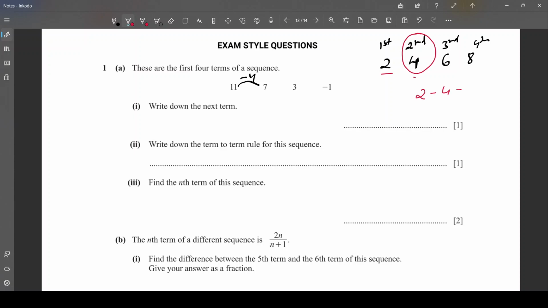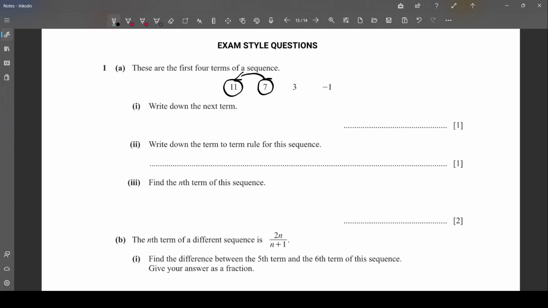If you do 2 minus 4, it will be minus 2, and this will be wrong. You have to take the second term, that is 4, minus the first term, that is 2. The common difference is 2 in this case, right? So always remember that whenever you are finding the common difference, you subtract the first term from the second term. In this case, the second term is 7 and the first term is 11. So if I subtract 11 from 7, I get a difference of minus 4. Same way, you can also do 3 minus 7. You will again get minus 4. Minus 1 minus 3 gives you minus 4. So the common difference between the terms is minus 4.